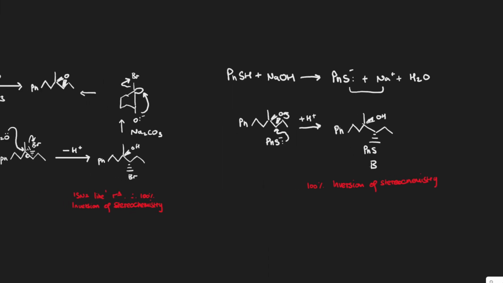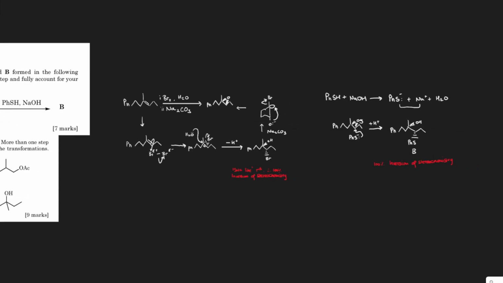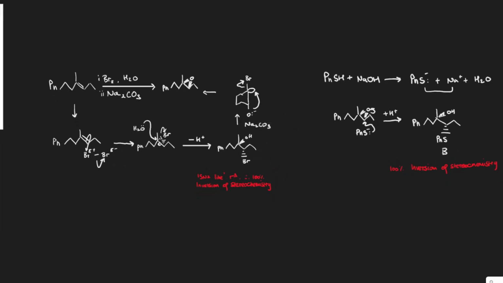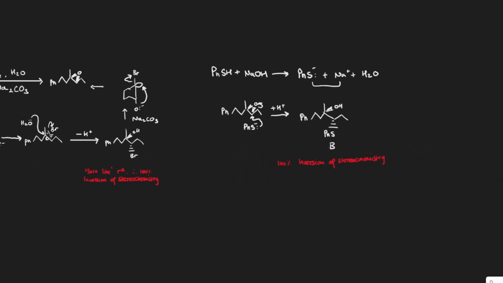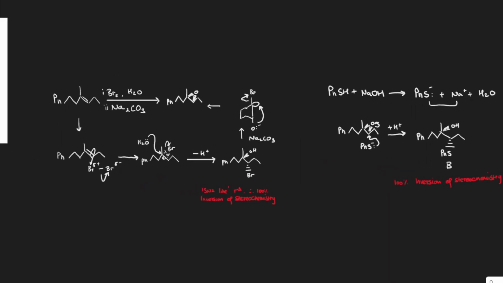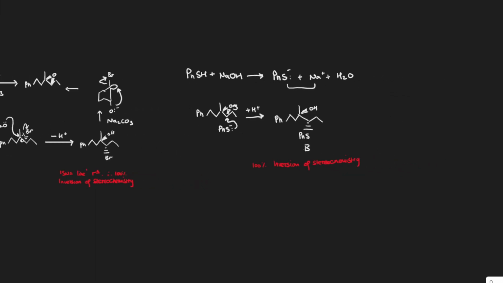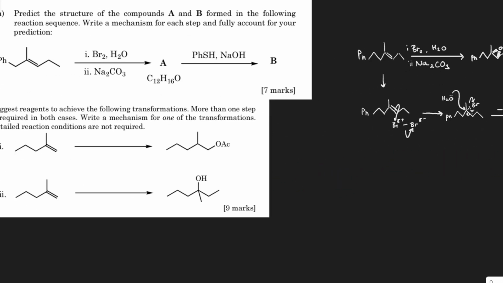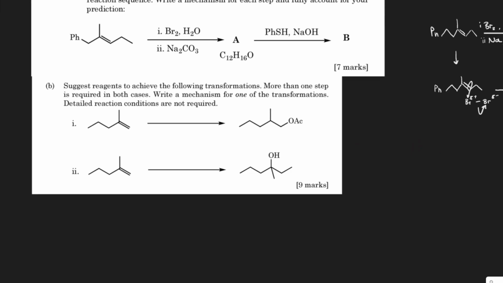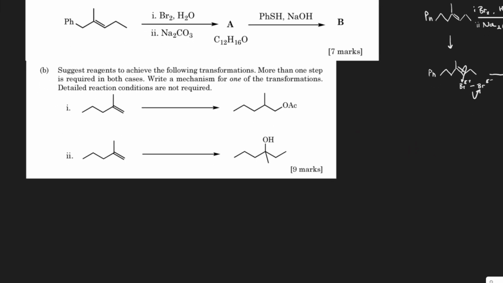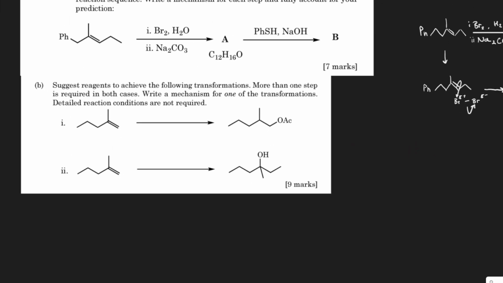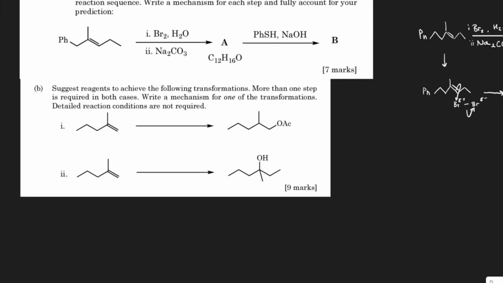Now this question wasn't too hard. Part A is not too hard. It's only worth 7 marks. If you know what the reagents do, then not a lot of work to go into that. However, I think part B is a little bit harder here. With 9 marks, we only need a mechanism for one, but I'll give mechanisms for both.